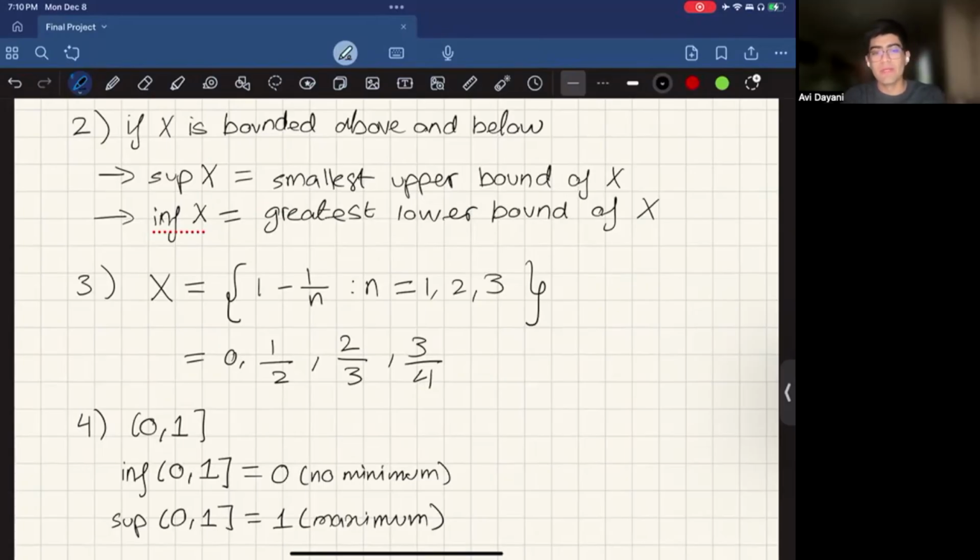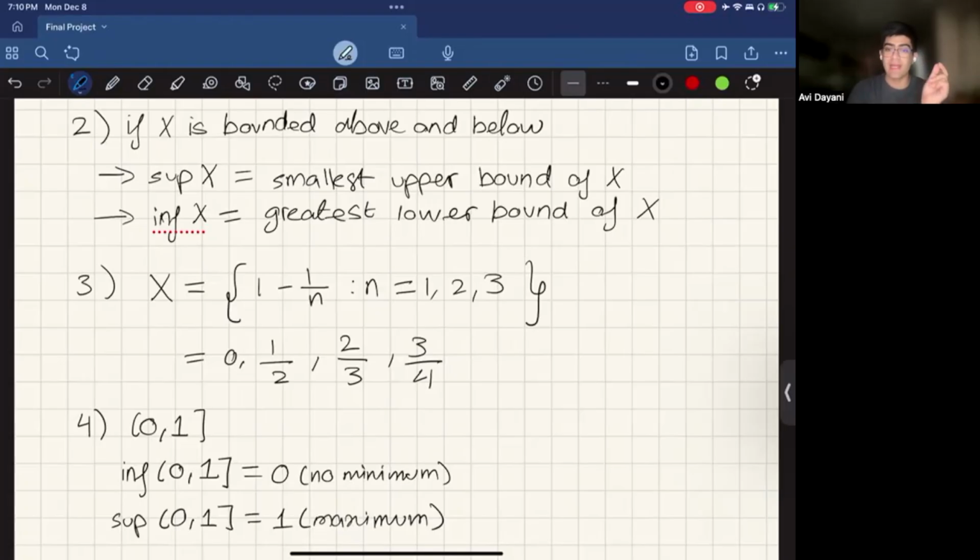For the supremum, we notice that all elements satisfy 1 minus 1 over n is less than 1. So one is the upper bound, and to see that it is the smallest upper bound, suppose there was some smaller upper bound, which we can denote as capital M, less than one. Then the gap of one minus M would become positive, because the terms one minus one over n get arbitrarily close to one from below.